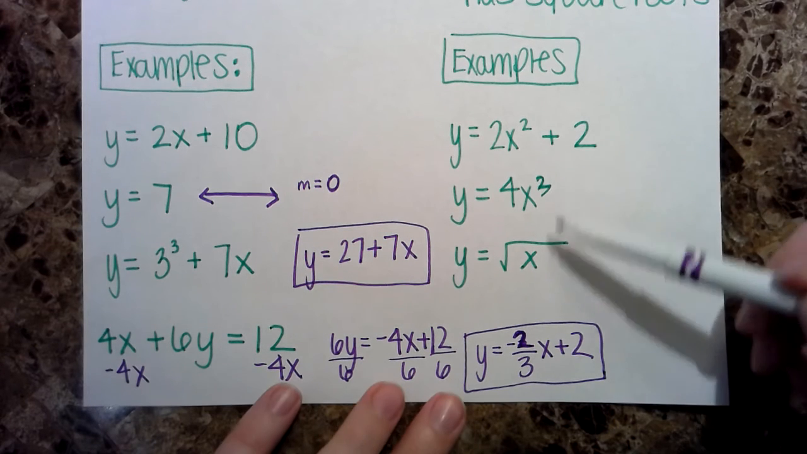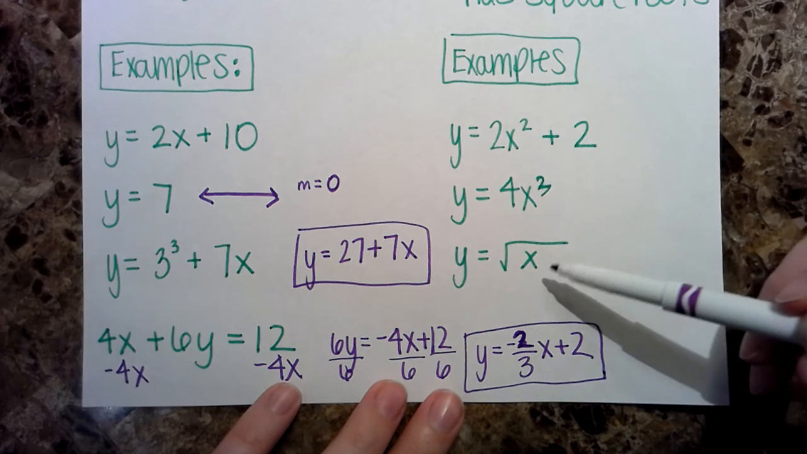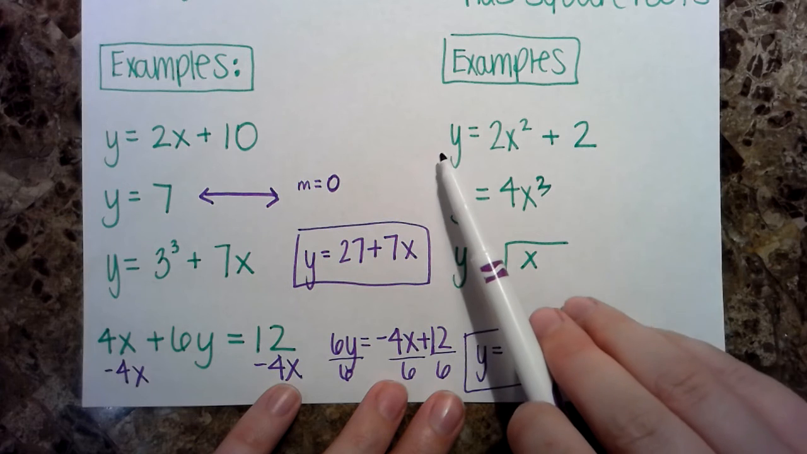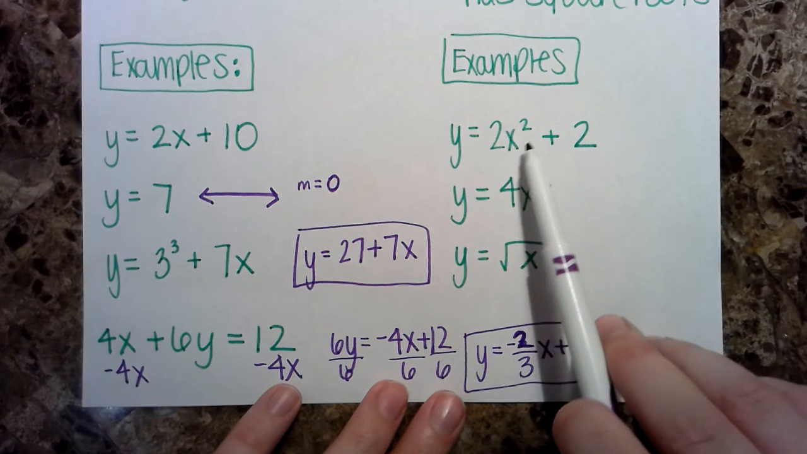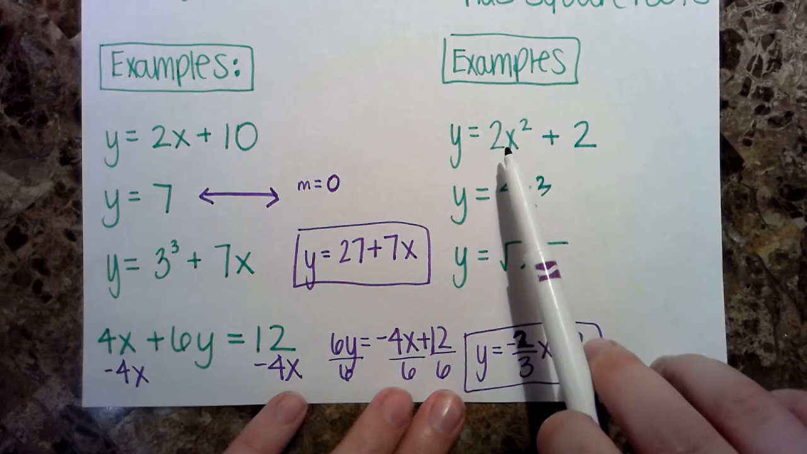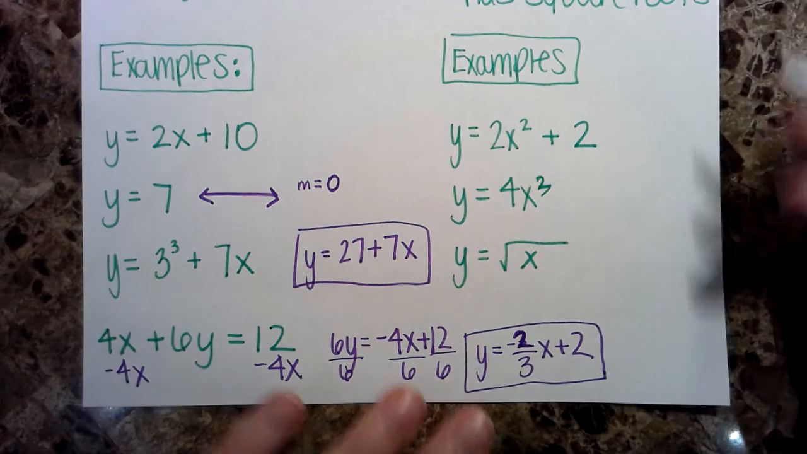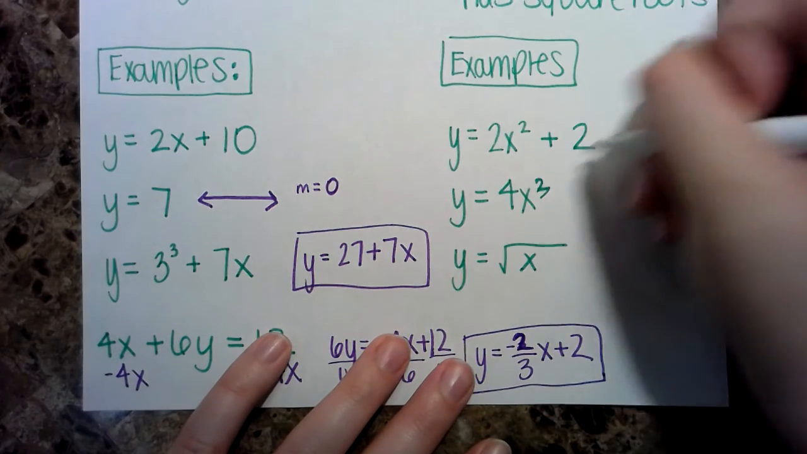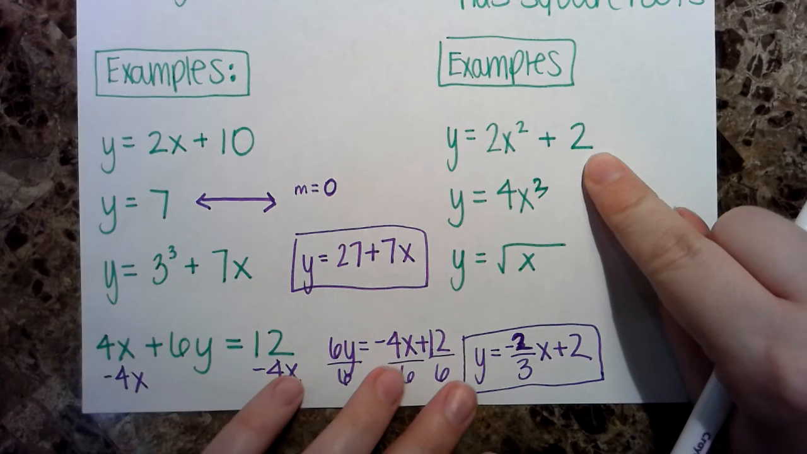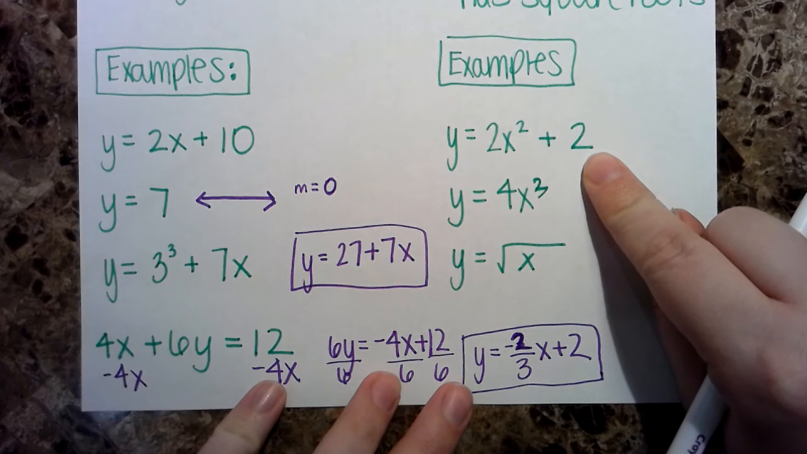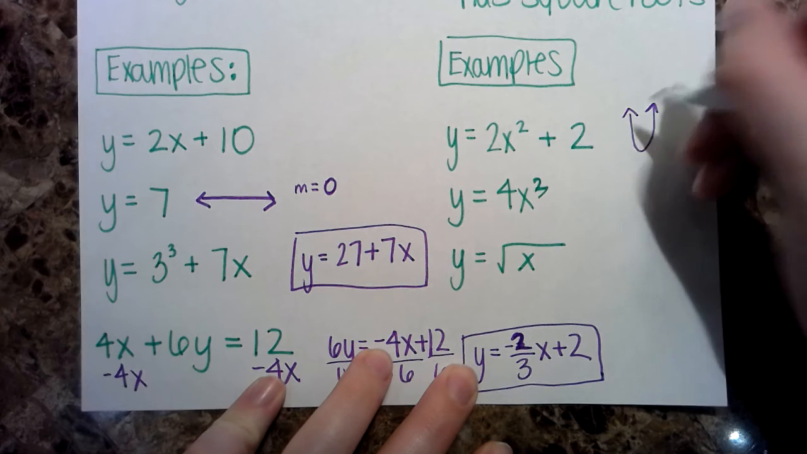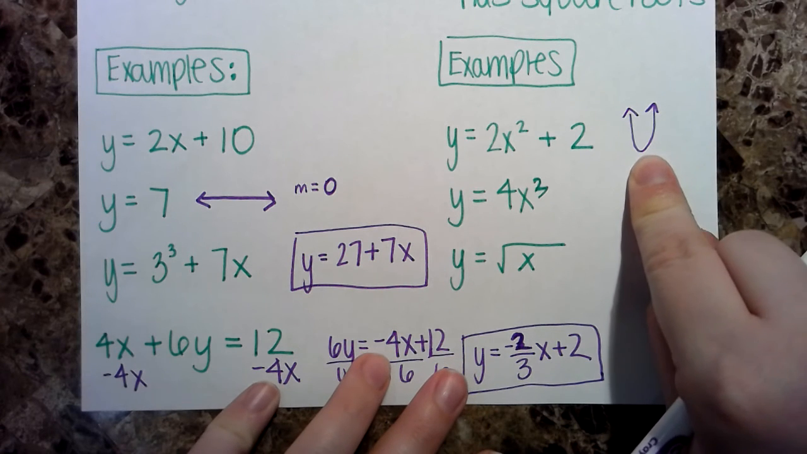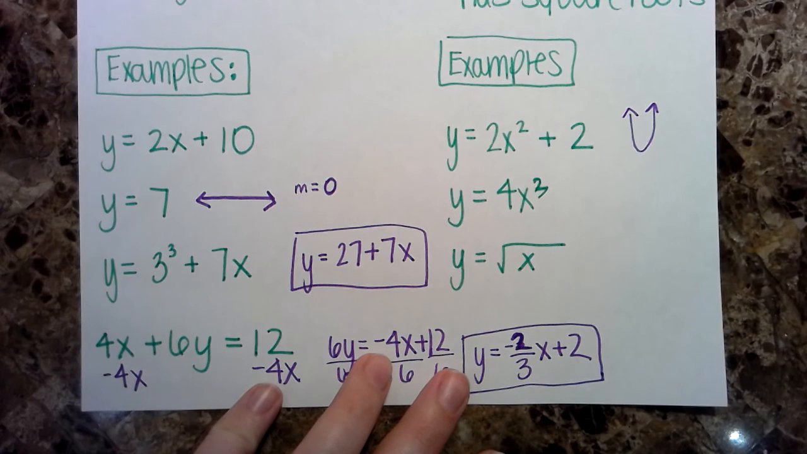Now, these three examples right here are examples of something that would be nonlinear. If you notice, it's y equals 2x squared plus 2. The exponent is with the variable. This is actually what's called a quadratic function, but it's nonlinear. A quadratic function is going to be more of like a graph that looks like this. So this is a nonlinear equation due to the fact that it is a U-shaped graph.